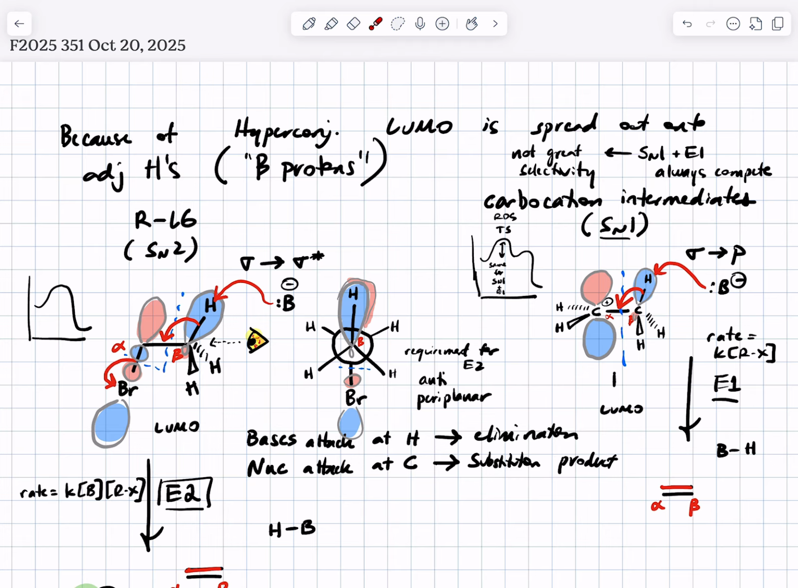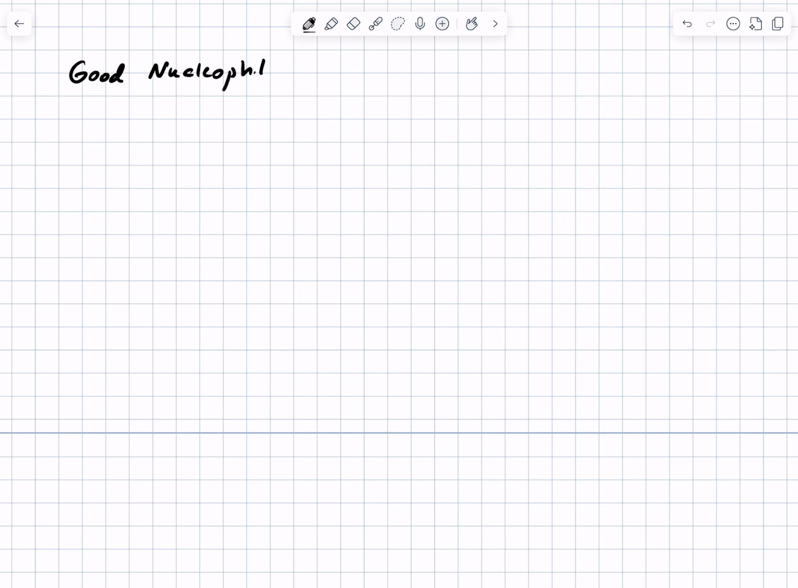For the E2 reaction, it is going to matter whether our nucleophile is a good nucleophile and whether it is also a good base. But we will see that for the E1 and SN1 reactions, it doesn't matter, since SN1 and E1 always compete. So let's summarize some things we know about good nucleophiles, and then we will add things we know about good bases.